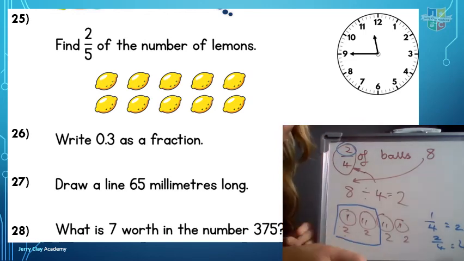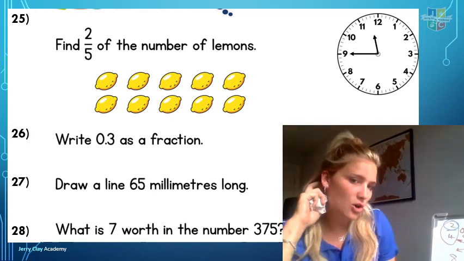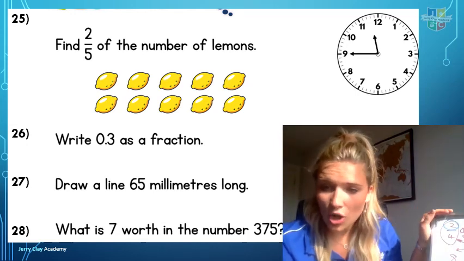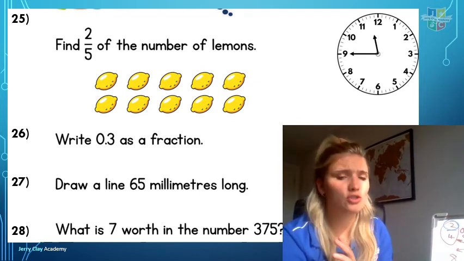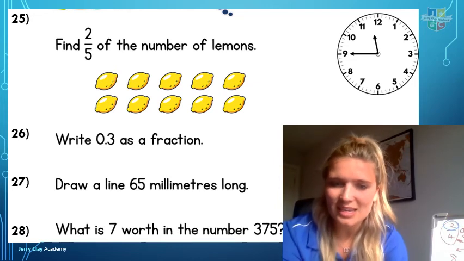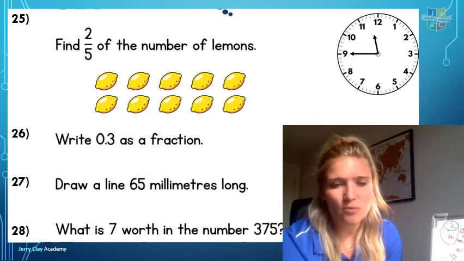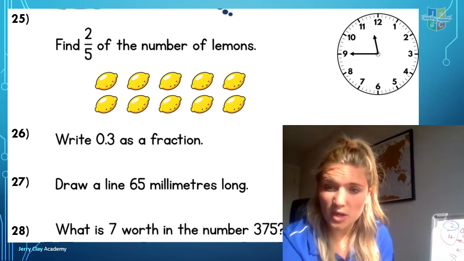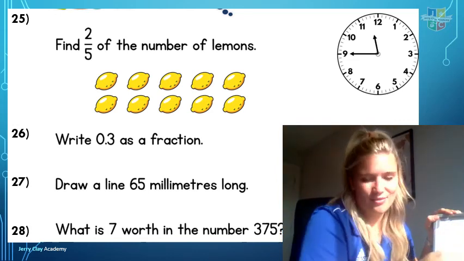So I'd like you to have a go at doing number 25, then writing 0.3 as a fraction. So I would actually write that on your table first of all, on your column method, and see which column it is in. Then can you tell me, draw a line that is 65 millimeters long. If you cannot draw this, can you actually tell me how long that is in centimeters? And number 28, what is 7 worth in the number 375? And can you, to get some bonus points, tell me what the 3 is worth and the 5 is worth? So once you've had a go doing all of that, press play and we'll see if you've got the answers correct.